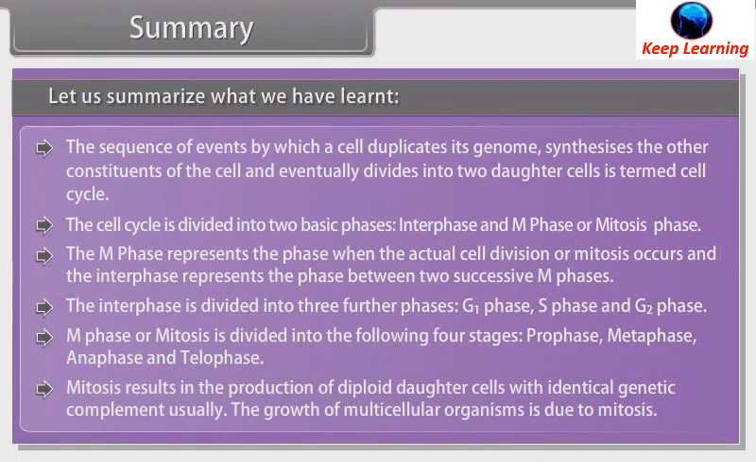Mitosis results in the production of diploid daughter cells with identical genetic complement usually. The growth of multicellular organisms is due to mitosis.